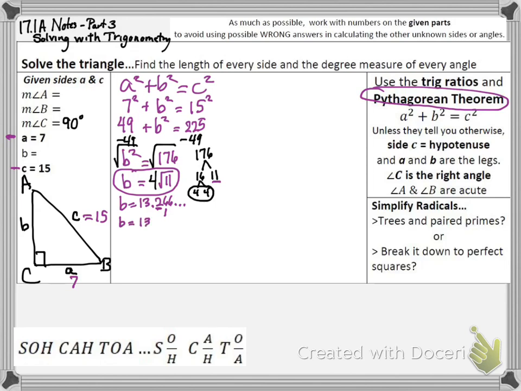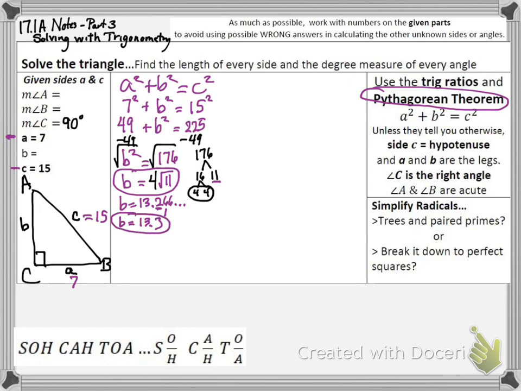13.2, and when that 2 is followed by 5 or anything larger than 5, it goes up from there. In this problem, they didn't tell me inches, feet, meters, miles. I'm just going to leave it that way.